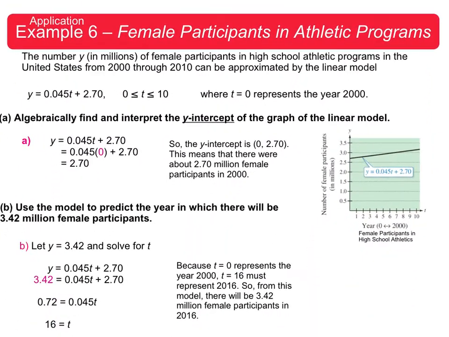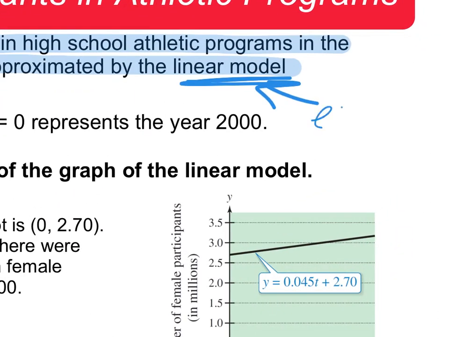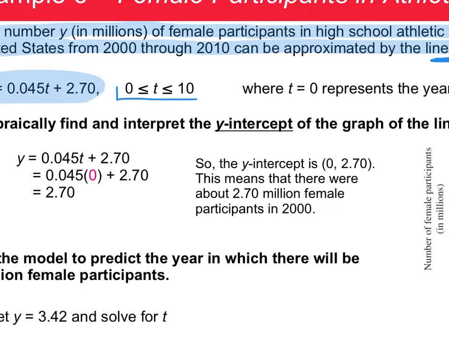Leading then into an application for this, you have the number y in millions of female participants in high school athletic programs in the United States from 2000 through 2010 can be approximated by the linear model here. And that linear model is the equation. So a linear model, let's just make a note. This is an equation. Okay, so along with that equation, we have these boundaries. This is our domain.